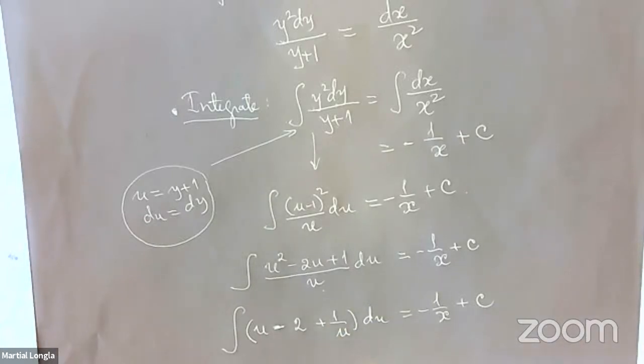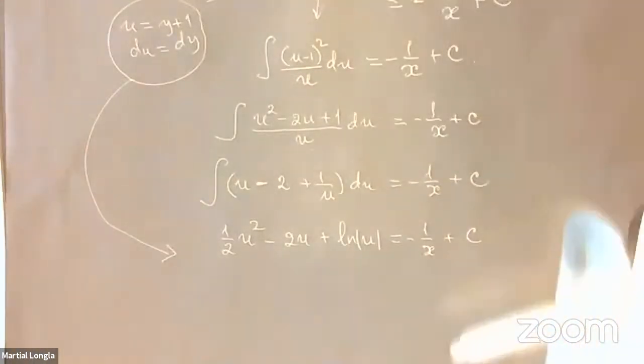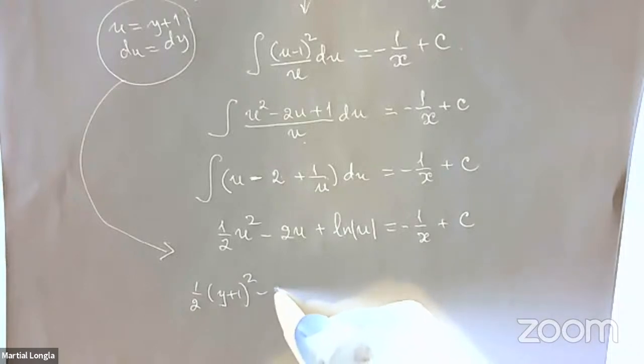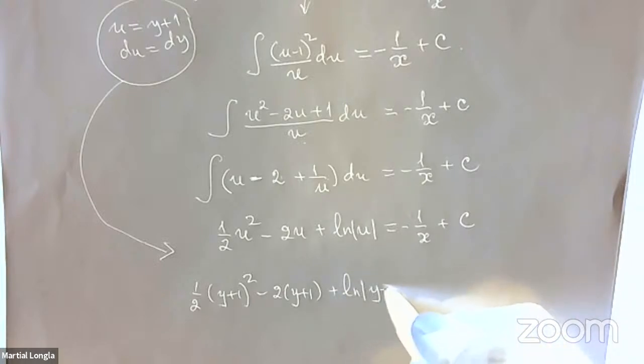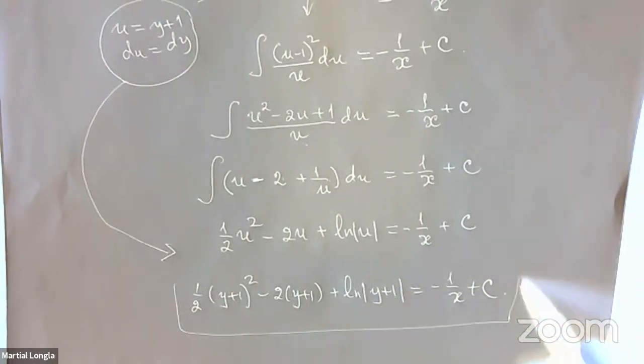The integral of u is 1/2 u squared, minus 2u, and the integral of 1 over u is the natural log of the absolute value of u, equals negative 1 over x plus c. And now here we return the substitution that we had here. u is y plus 1, so that's 1/2 (y plus 1) squared minus 2 times (y plus 1) plus natural log absolute value of y plus 1 equals minus 1 over x plus c. That's it. Final answer.